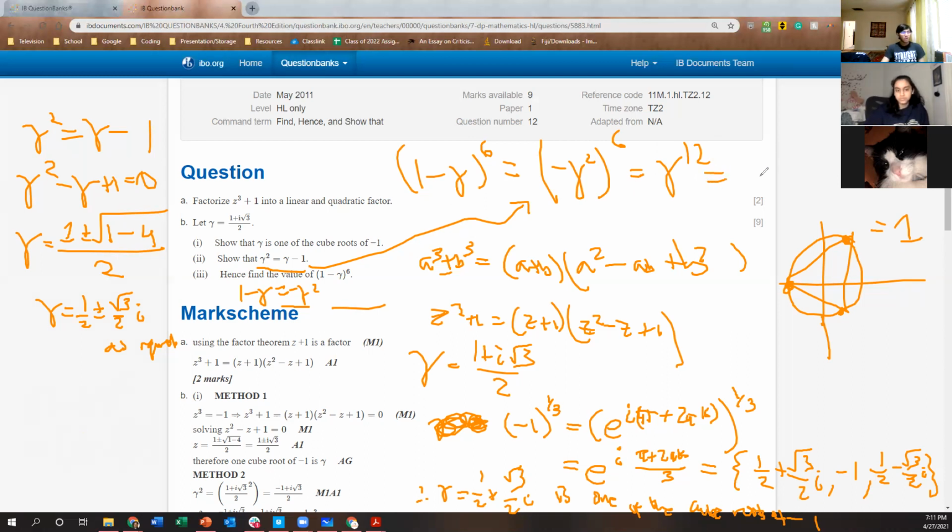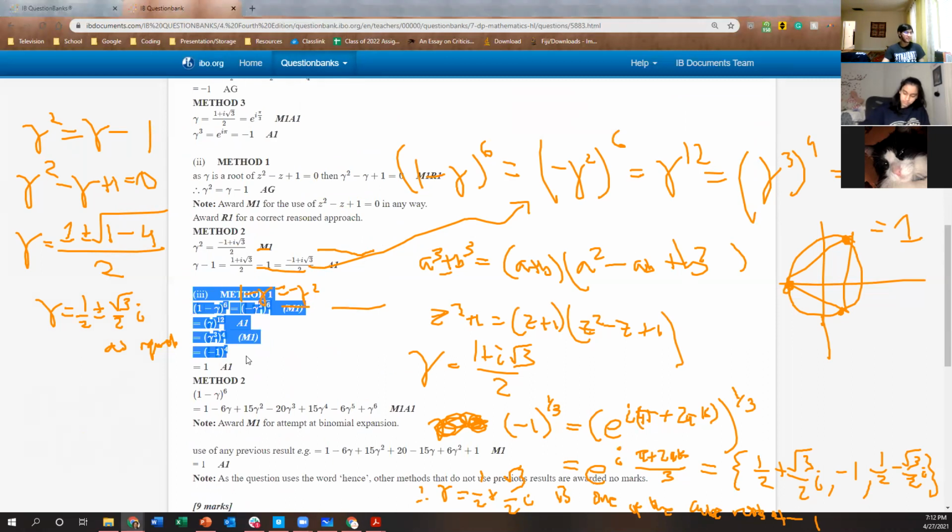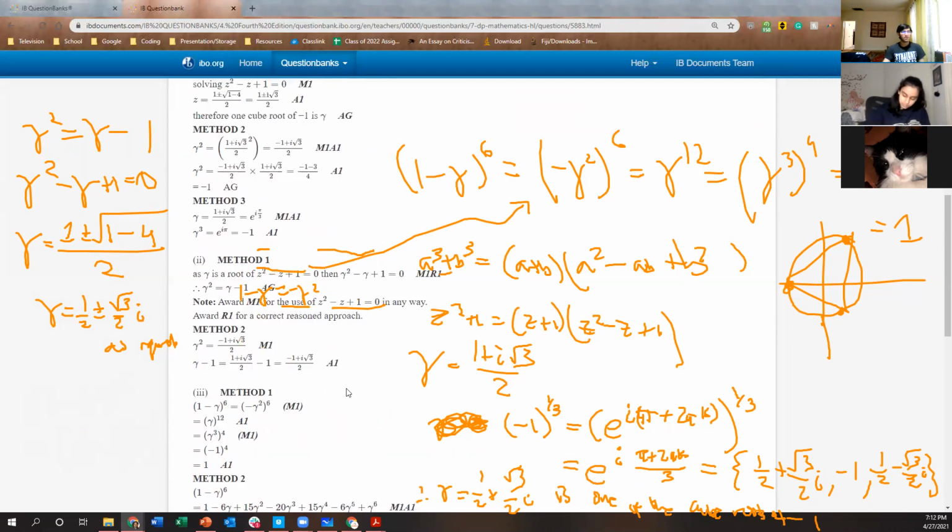So I'm going to write this as gamma cubed to the 4th power. The reason why I do that is because I know that gamma is one of the cube roots of negative 1. If I cube gamma, it'll be negative 1. So now negative 1 to the 4th power, that's 1. This is actually an easier solution. So sometimes if it says "hence," use what they give you, and sometimes it'll be a much easier solution. And I think that's what they ended up doing for method 1 here. Exactly what they did. Yeah.